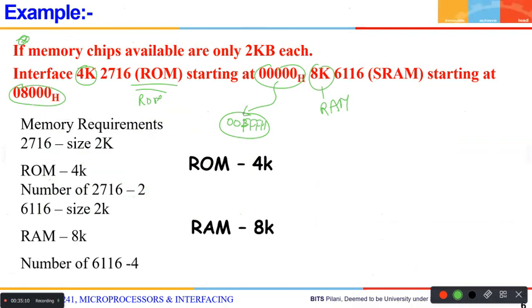Now, what is the starting address for the 8K memory? 0800, right? What is the ending address for this? We just have to add 0800 plus 1FF. The ending address will be 09FF.